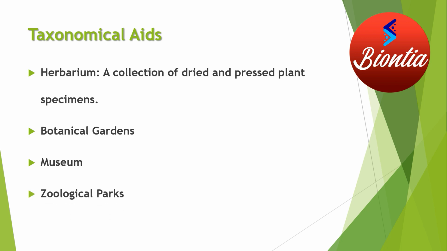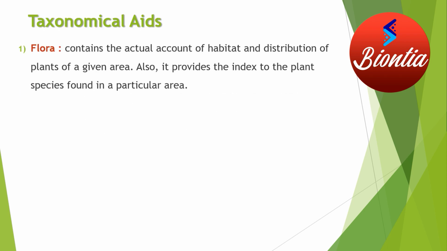Next come the zoological parks, or simply the zoo. In a zoo you will find lots of animals as well as some plant species. Basically it is devoted to animals, and all the animals are well labeled and they are living ones. Some more taxonomical aids, like the flora. It contains the actual account of habitat and distribution of plants of a given area, so it's descriptive in nature, giving an account of a given area, and it has the index to the plant species and other species found in that particular area. So that's basically a flora.